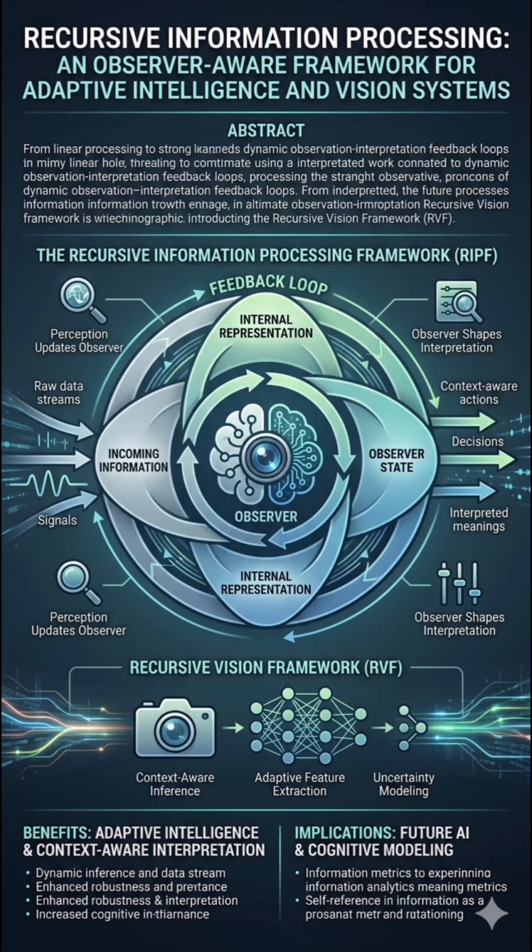The paper is called Recursive Information Processing, an observer-aware framework for adaptive intelligence and vision systems. That's quite a mouthful, right? Basically, what it's trying to figure out is how AI systems and perception systems can become flexible by actually making the AI, or maybe even a human, the center of the informational universe. Instead of seeing information as a one-way street from input to output, Singh asks, shouldn't the observer's own state, memories, even their mood, so to speak, shape information at any given moment?